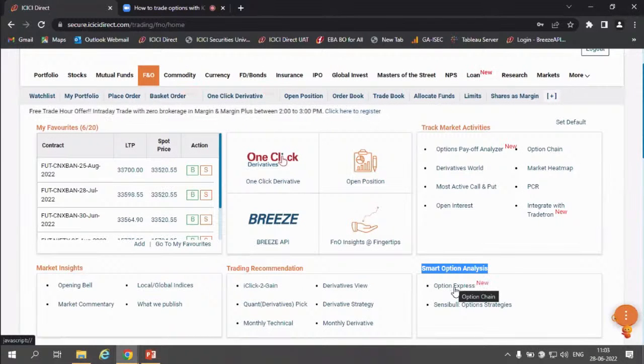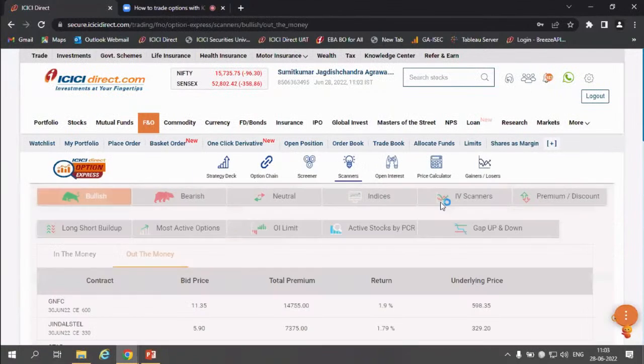So let me click on Option Express, and we can go through each of the components one by one. There are plenty of things that we have to cover today. As I mentioned in the beginning, I'll be covering only a few of the components of Option Express today in this part 1, and the rest we'll cover in part 2. For part 1, we'll be covering the strategy deck, which is given over here. Then the option chain, where we'll cover all the components related to the option chain, how to use it and how to place the orders. Then comes the scanner.